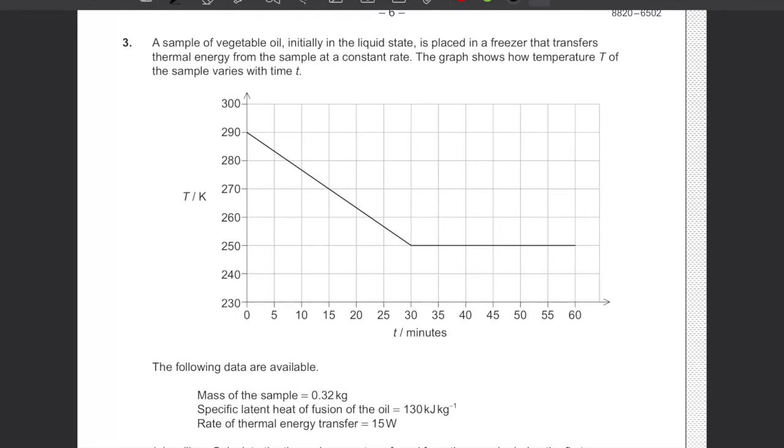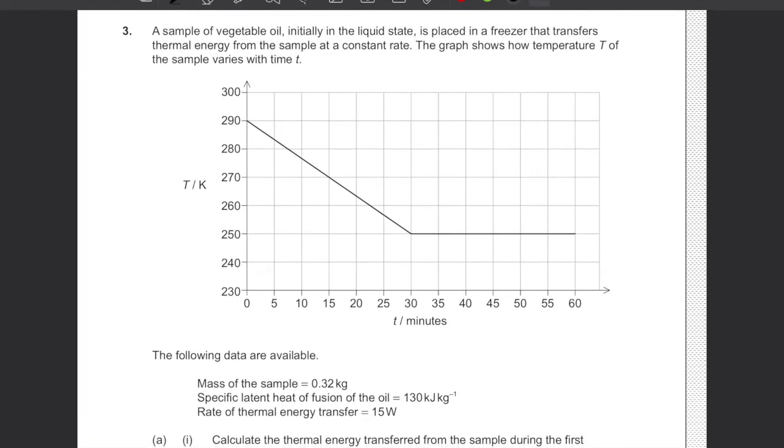Okay, so here we have question number 3. We have some oil that is in a liquid state, but then it's cooling down in a freezer, and then it starts to freeze. You can see after 30 minutes there. So yeah, energy is being removed from the sample. We have the mass of the sample, and we have other pieces of information.